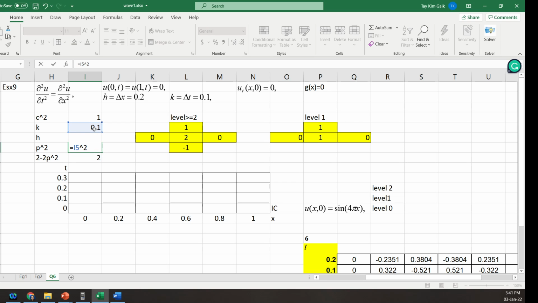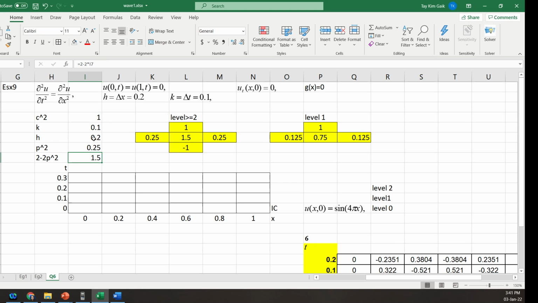squared multiplied by c squared divided by h squared. So you have rho squared is 0.25, 2 minus 2 rho squared, which is 1.5.